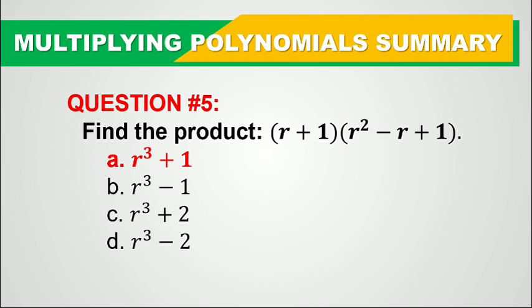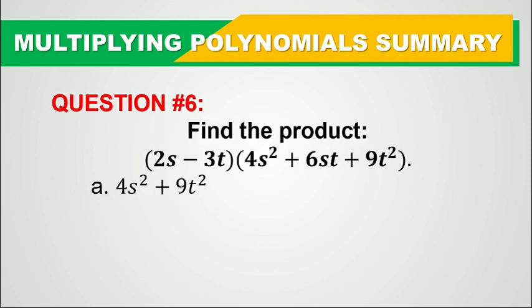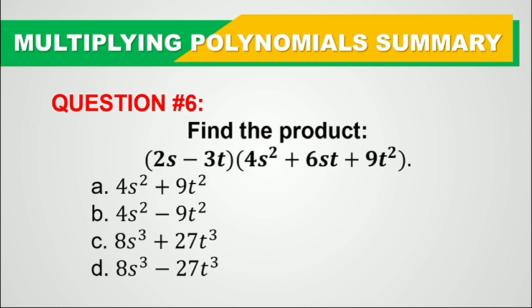How about this one? Question number 6. Find the product of this binomial and this trinomial. So 2s minus 3t times 4s squared plus 6st plus 9t squared. Is it letter A, 4s squared plus 9t squared? Or letter B, 4s squared minus 9t squared? Or letter C, 8s cubed plus 27t cubed? Or letter D, 8s cubed minus 27t cubed? What is your answer?